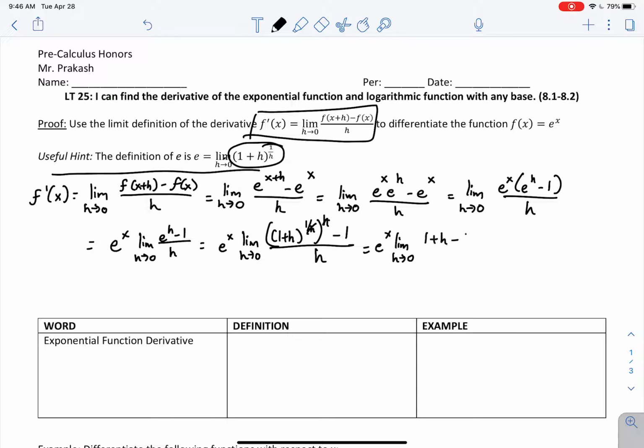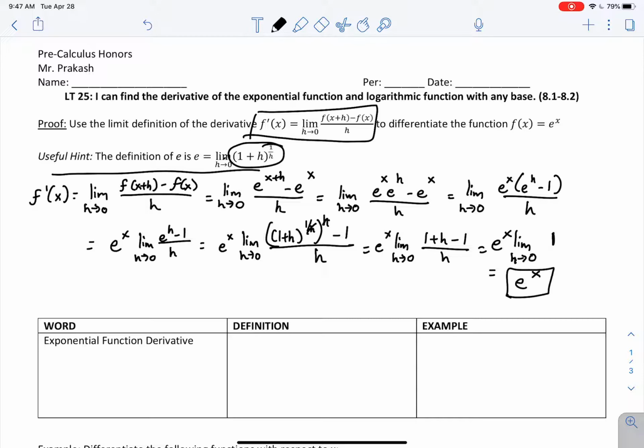And so I'm just left with 1 plus h minus 1 divided by h. Well, 1 minus 1 is 0, and h divided by h is 1. So it's the limit as h approaches 0 of 1, which is just 1, so it just becomes e to the x.